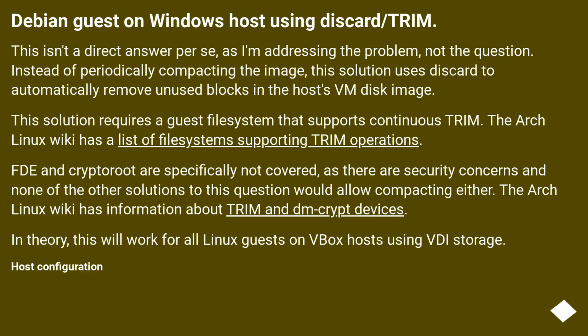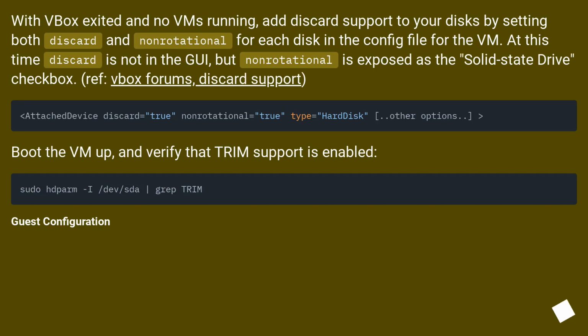Host configuration. With VBox exited and no VMs running, add discard support to your disks by setting both discard and non-rotational for each disk in the config file for the VM. At this time discard is not in the GUI, but non-rotational is exposed as the solid-state drive checkbox. Ref: VBox forums, discard support. Boot the VM up, and verify that trim support is enabled.